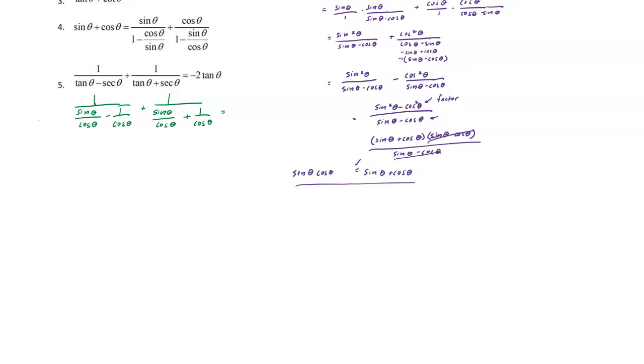Okay, let's clean up the individual fractions a little bit. We have a common denominator: 1 over sine of theta minus 1 over cosine of theta plus 1 over sine of theta plus 1 over cosine of theta. Now, this is just involving reciprocals and multiplying by 1, which is in the numerator. Just take a reciprocal.